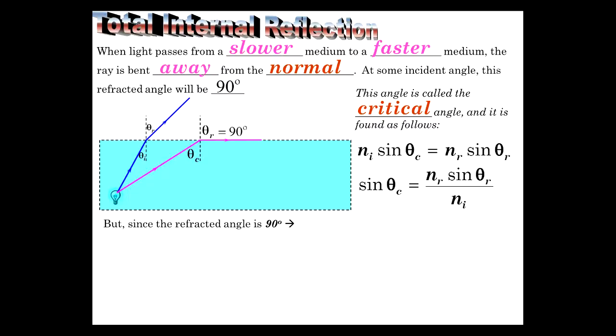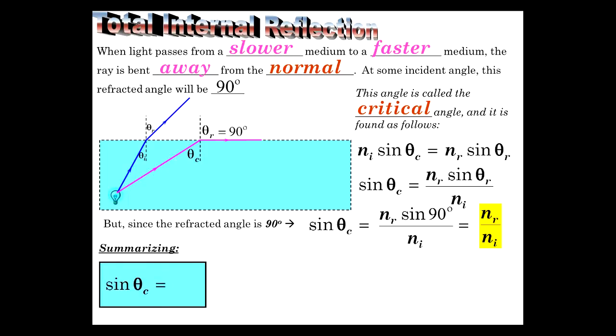So let's solve for sine of theta critical. It is nr sine of theta r over ni. But since this angle is 90 degrees, you know what this value is. What's sine of 90 degrees? That's right, it's 1. So it's nr sine of 90 over ni, which is simply nr over ni, the ratio of the indices, refracted over incident. The critical angle is just the inverse sine of that ratio. There it is: sine of theta critical equals nr over ni.